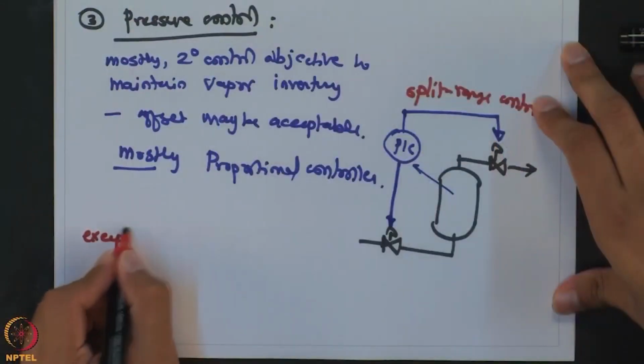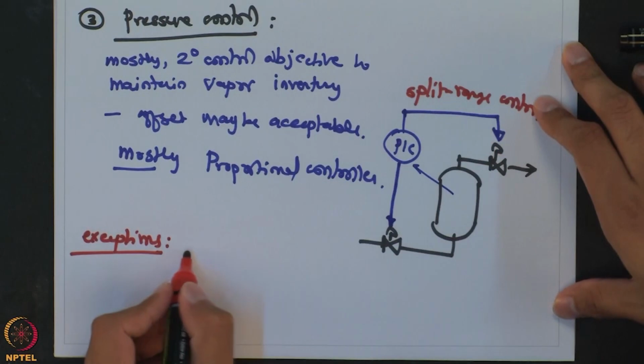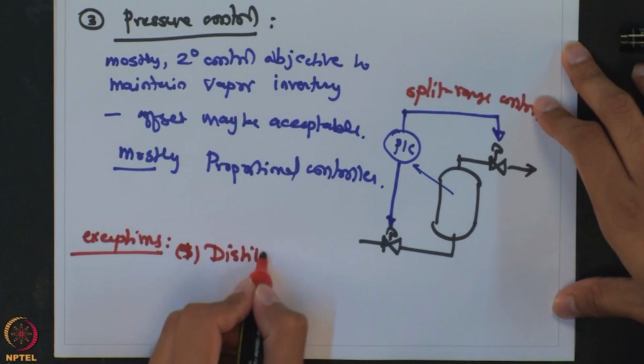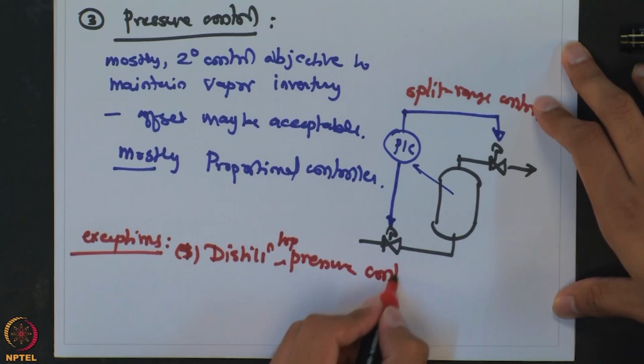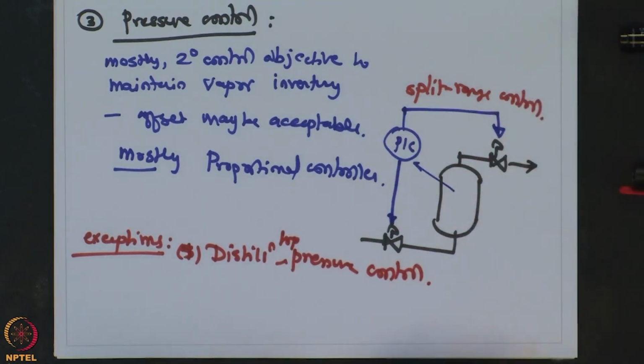So, most of the times pressure will be a proportional controller, and there are two exceptions to this. One is, and both these are around distillation top pressure control. In distillation, pressure plays a very key role. Apart from maintaining certain inventory of vapor inside the column, pressure also affects the vapor liquid equilibrium between these species.